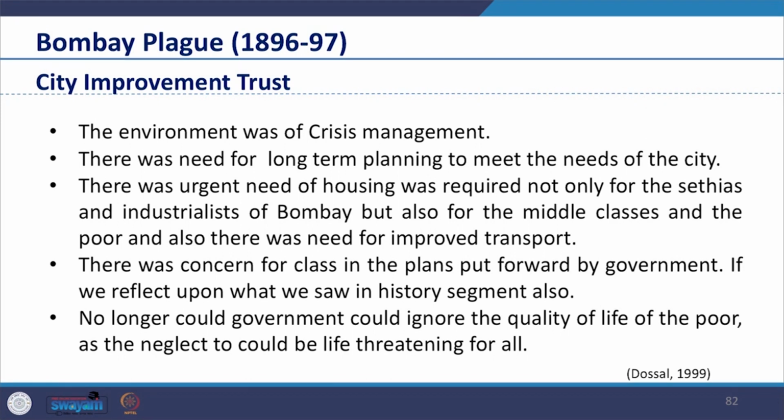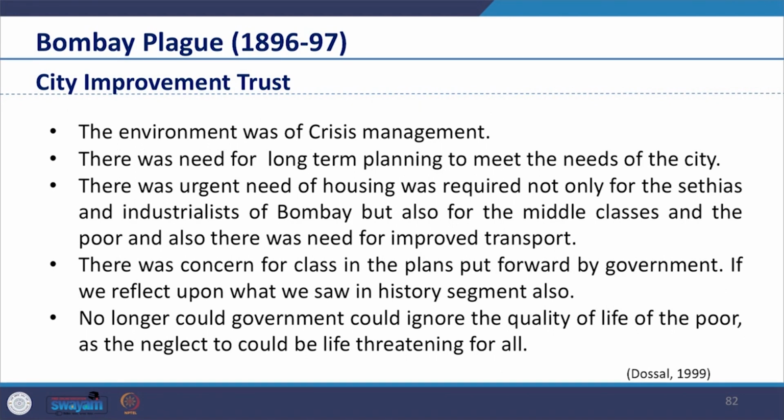There was urgent need of housing required not only for the Seths and industrialists of Bombay, but also for the middle classes and the poor, and also there was need for improved transport. There was concern for the class in the plans put forward by the government. If we reflect upon what we saw in the history segment also, these kind of issues were raised.